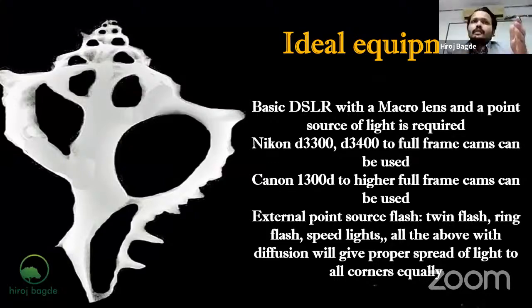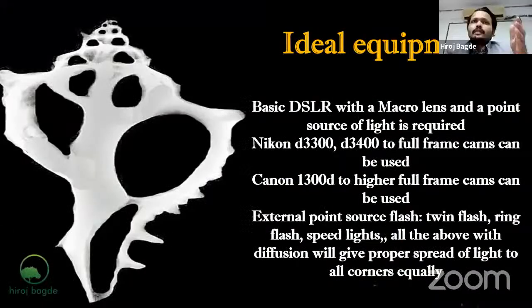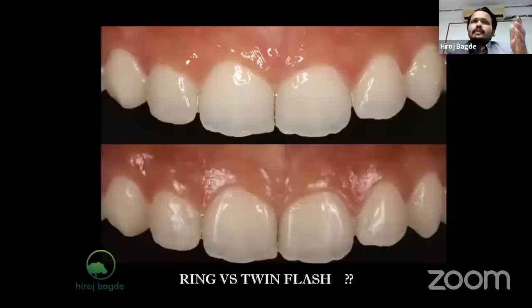So why do we need ideal equipment? I've told you earlier, I'll just brief you about those cameras. Nowadays, the Nikon D3300 was my favorite one, but the basic camera has now changed and this has been discontinued. Now it is the Nikon D3400, and Canon has the 1300D. These two cameras are basic cameras priced very low, and they can definitely be used for macro photography. Whether it be dental photography or macro photography, they can be used very well. So I advise you to buy these, and I have told you about the lenses and the flash systems.